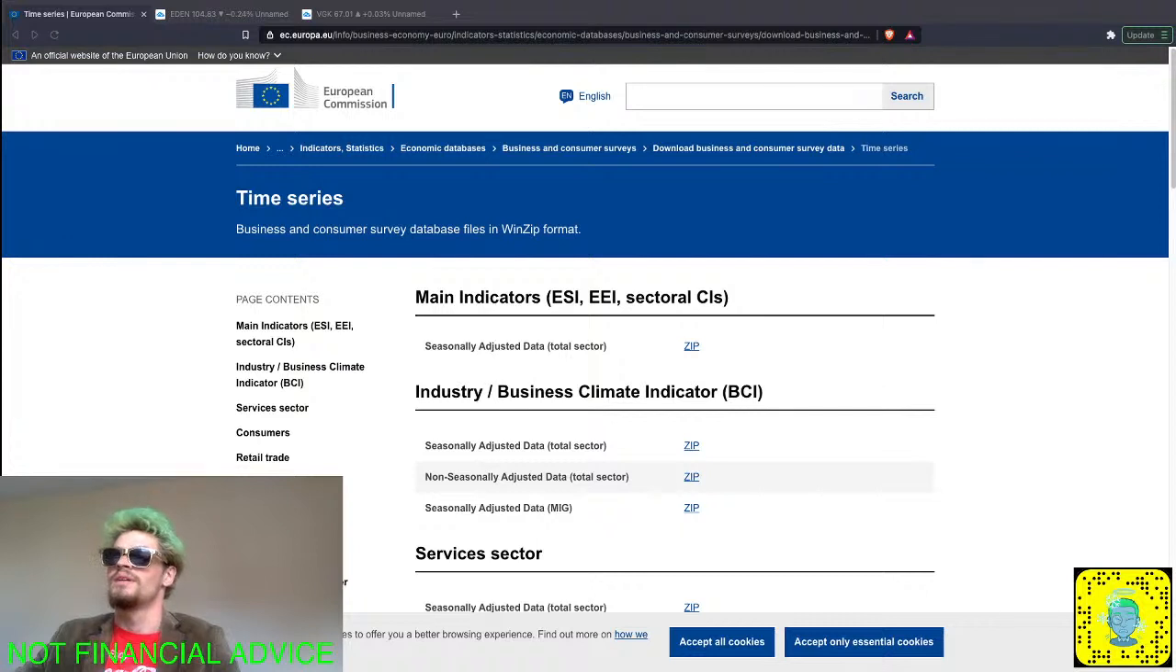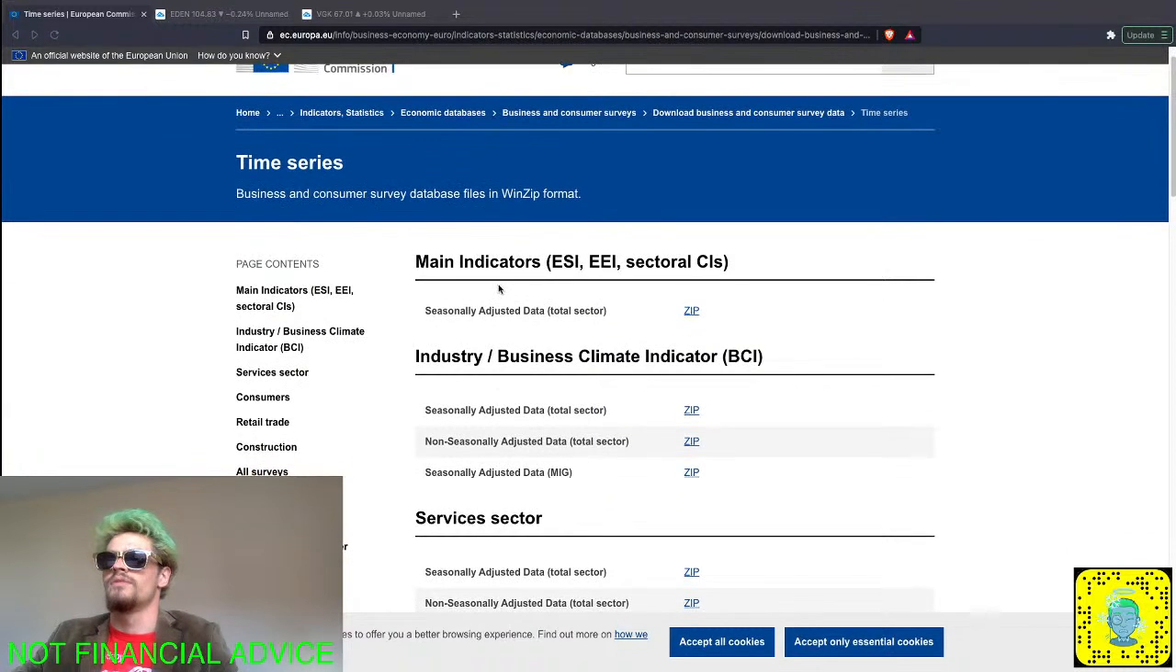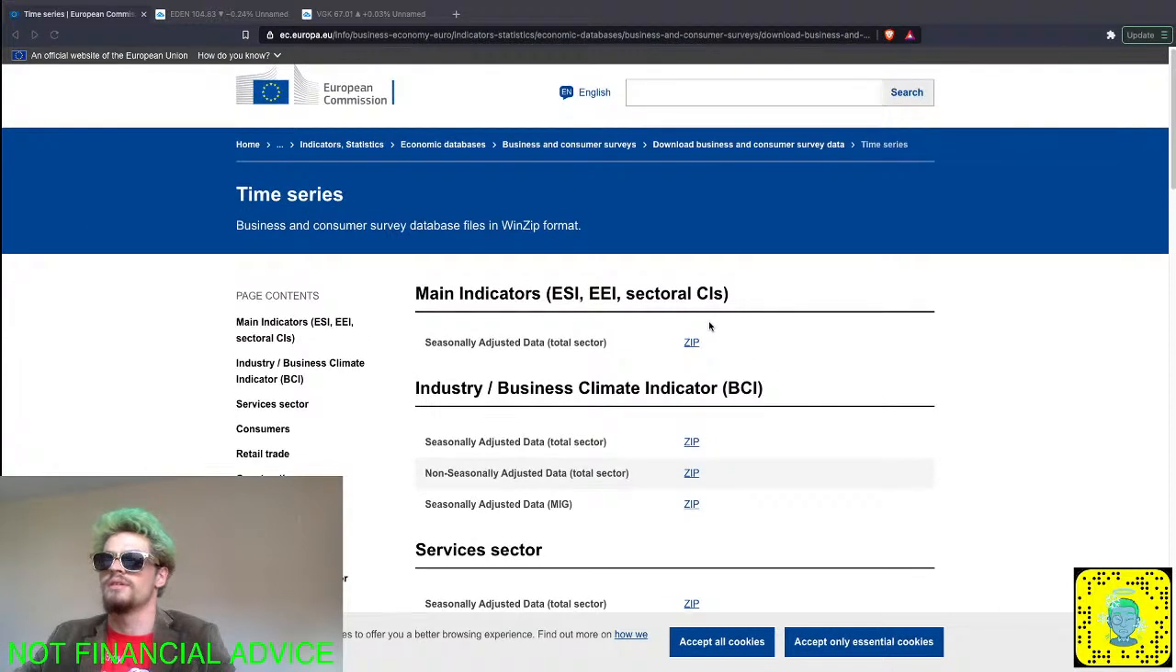So, today we're talking about the European economy, for the most part, and I'm just starting this off by showing you where this information is coming from. It's coming from the European Commission, and right here, the main indicators, the ESI, EEI, sectoral CIs. You want to download this file from the European Commission's website, the seasonally adjusted data for total sector.